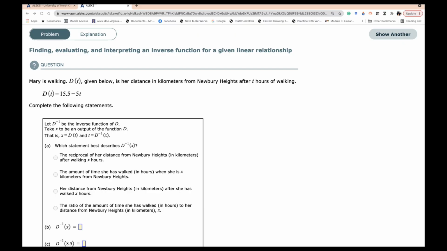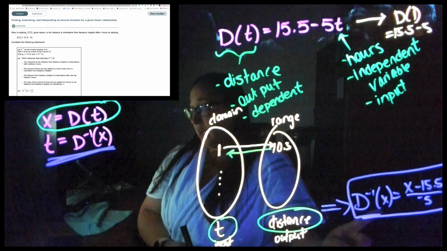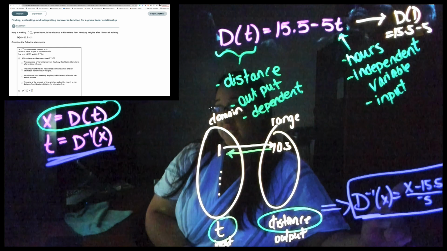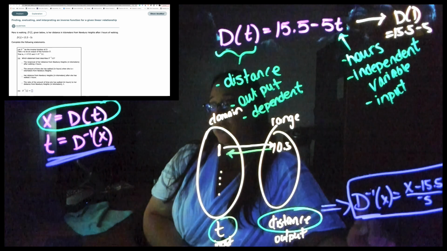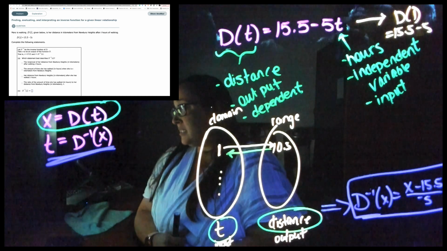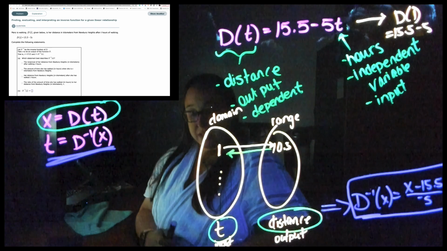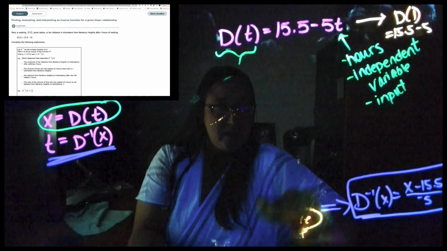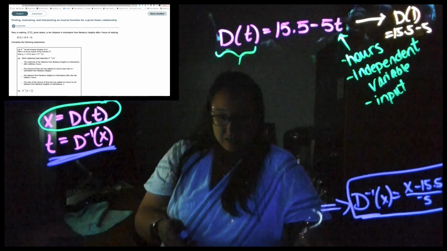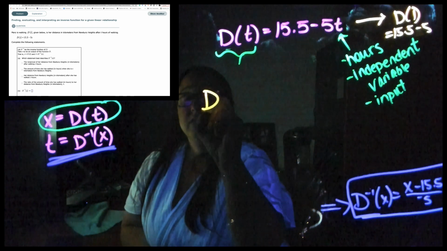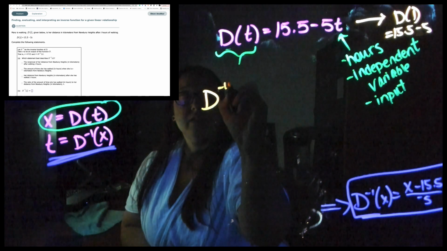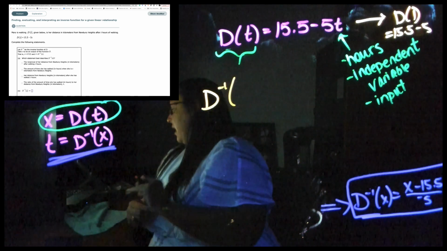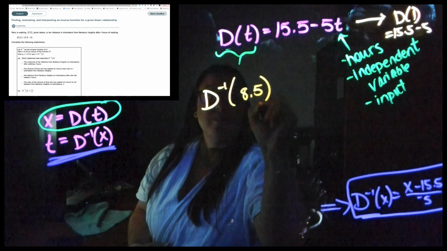The second part here asks me to find the inverse function of d of x, which I did. It's highlighted in purple right here. Can you see that? The tail end looks like it's cut off, but there's nothing missing there. So that is my inverse. The only piece I am missing is that I need to substitute 8.5 into my inverse function.